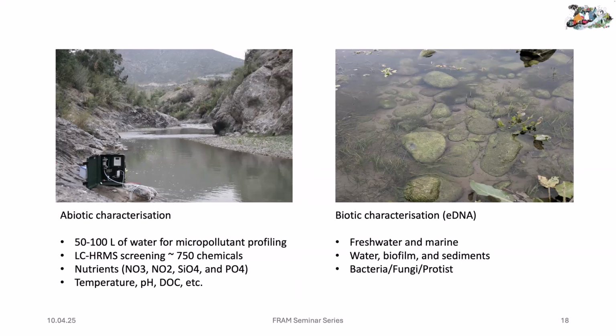So we did an abiotic characterization of the water samples that we collect there, but also a biotic characterization. On one hand, we collect between 50 to 100 liters of water for micropollution profiling, which later on were measured using a technique called target analysis for roughly 750 chemicals that we were interested in screening. And besides that, we also did the very traditional environmental sampling where we took water samples for nutrients and metals and temperature and the typical physical chemical parameters.